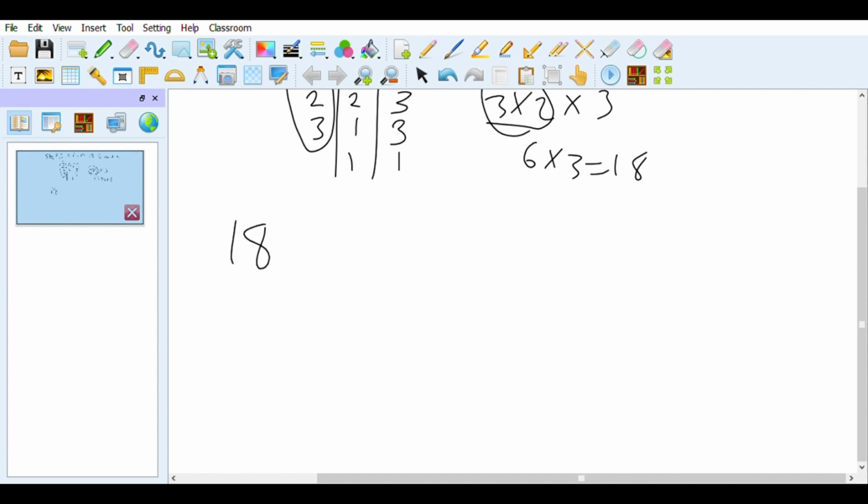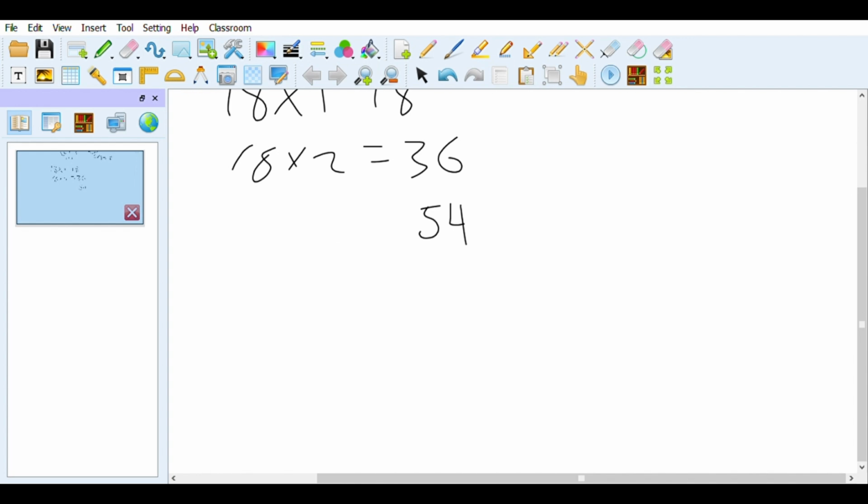So 18 times 1 will give you 18. 18 times 2 will give you 36. 18 times 3 will give you 54. 18 times 4 will give you 72. 18 times 5 will give you 90. Okay, what if we have 18 times 6? You see that that number is now a 3-digit number.